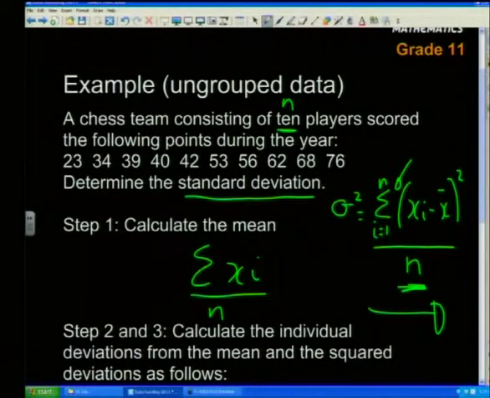As I said before, we calculate the sum of all the x values, our x values being 23, 34, 39, 40, and so on. We add all of those together and we divide by n, which in this case is 10.